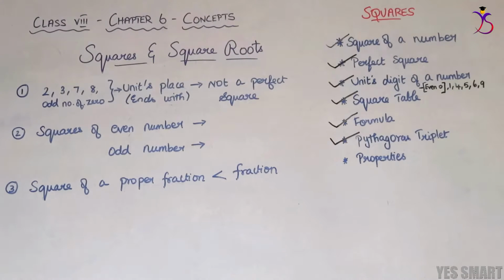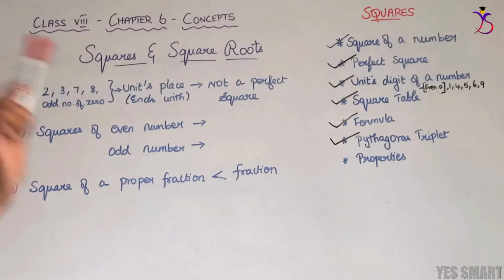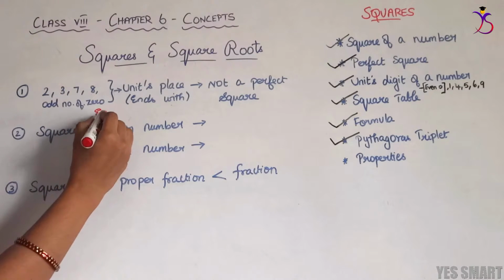Now we are going to discuss the last concept of the squares topic, which is properties. Some interesting and important properties of squares we will discuss now. The first one is numbers ending with 2, 3, 7, 8 and an odd number of zeros. If any number ends with, or has in the unit place, these digits, then it is not a perfect square for sure. So we will relate it with a few examples.